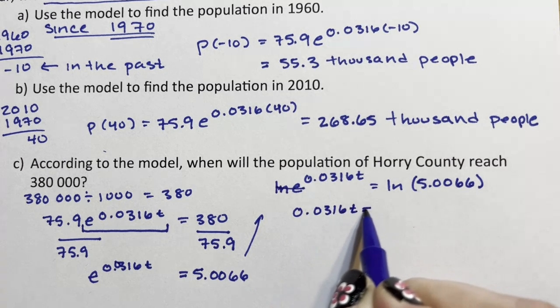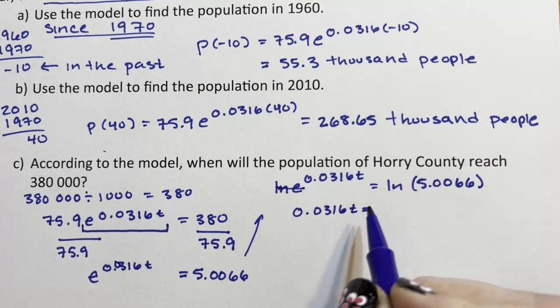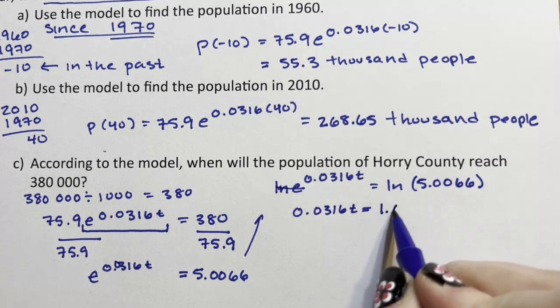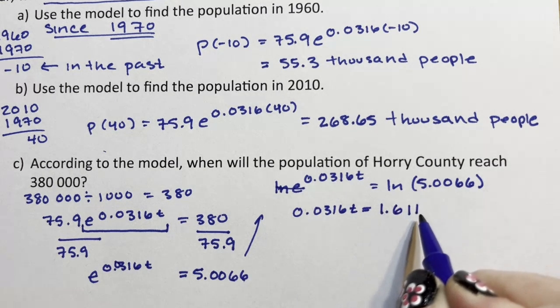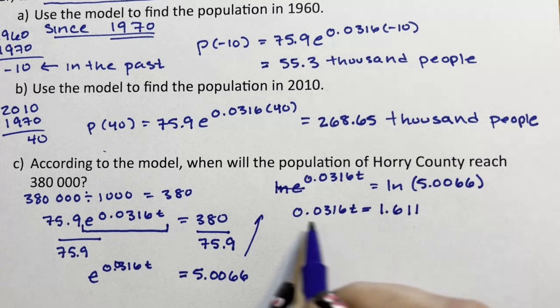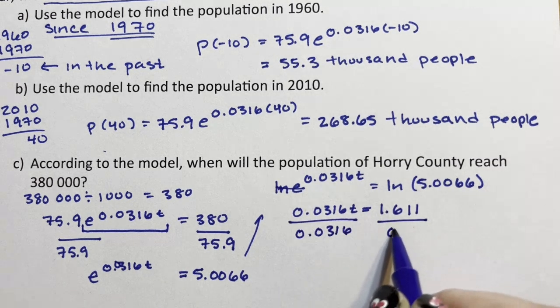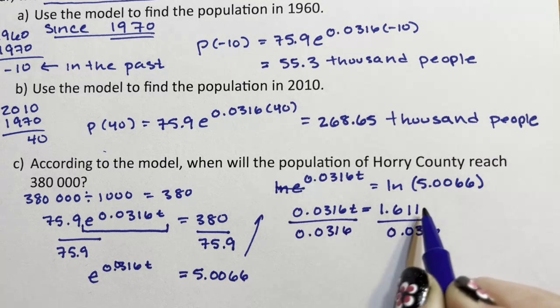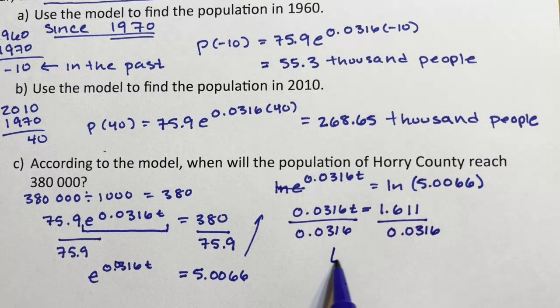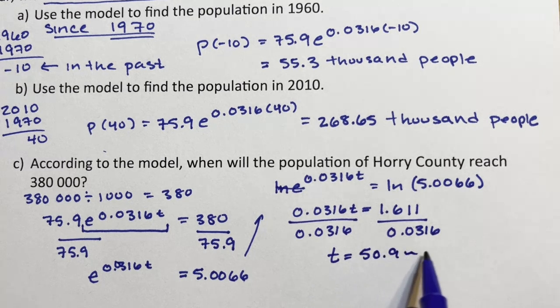0.0316 t is going to equal 1.611. Again, I'm not going to clear this out of my calculator. There's a lot more numbers. I'm going to divide both sides by 0.0316. Again, don't clear it out, just hit divide by, and I'm going to get that t is equal to 50.9, which I will round up to 51.